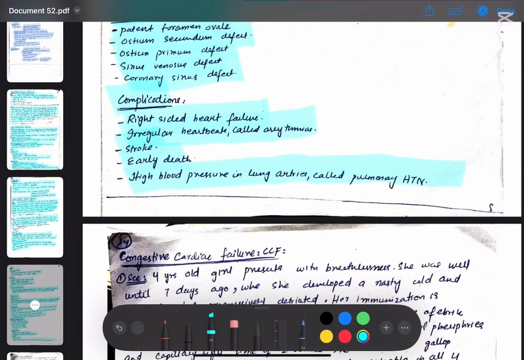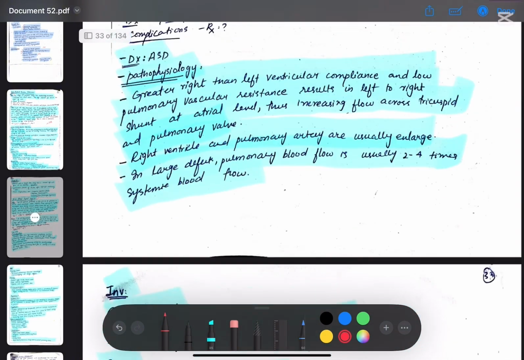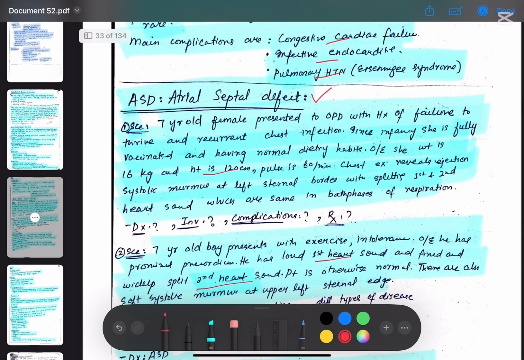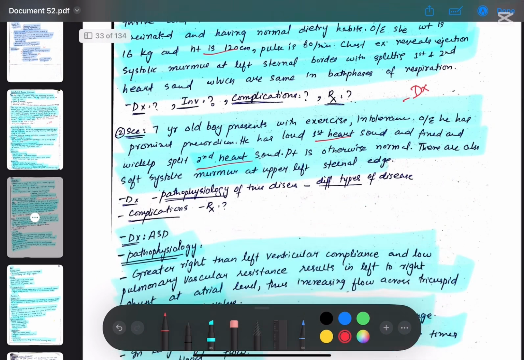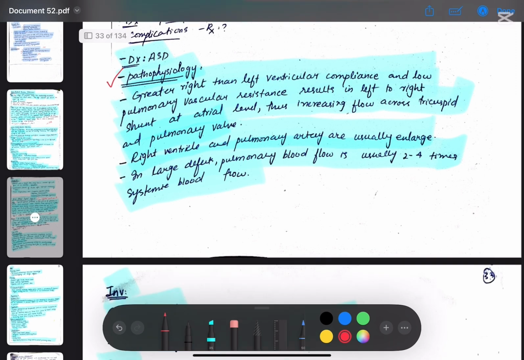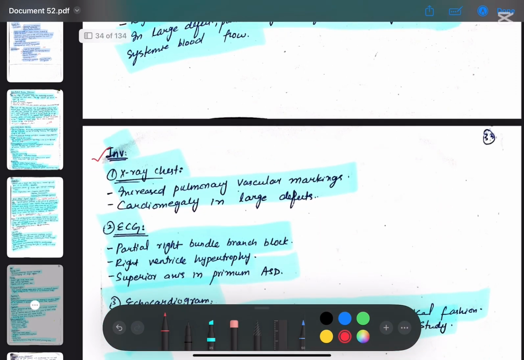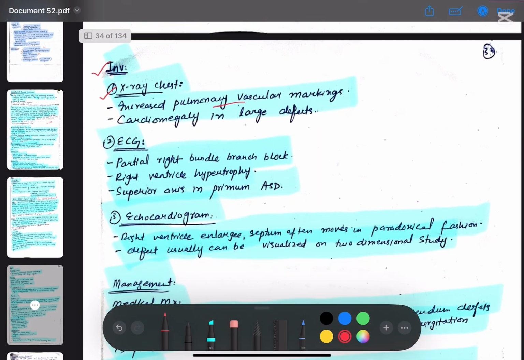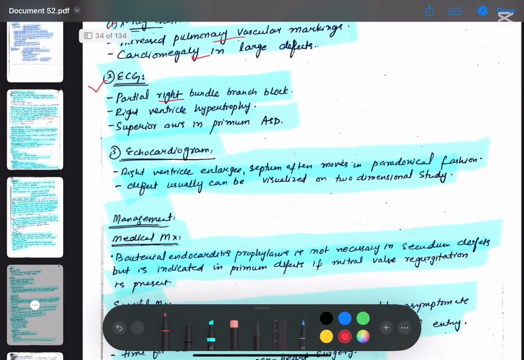So this was all about the atrial septal defect. We will diagnose the scenario from this feature that there will be splitting heart sounds. This is the main clinical feature, and this is the pathophysiology that we have discussed. These are the investigations. On X-ray chest, there will be increased pulmonary vascular markings and cardiomegaly. On ECG, there will be partial right bundle branch block, right ventricular hypertrophy, and superior axis in primum ASD.